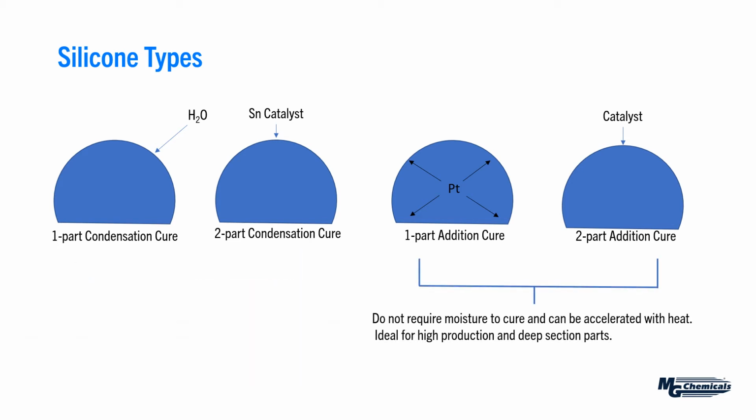Whereas with the addition cure, again, they do not require moisture and can be accelerated with heat. So that would be more ideal if you're looking at high production, because you can have a more direct influence on the throughput time, as well as we don't have the constraint of the depth of cure with these materials. They can be applied very thick. So again, as I mentioned before, they tend to predominate in terms of potting materials.